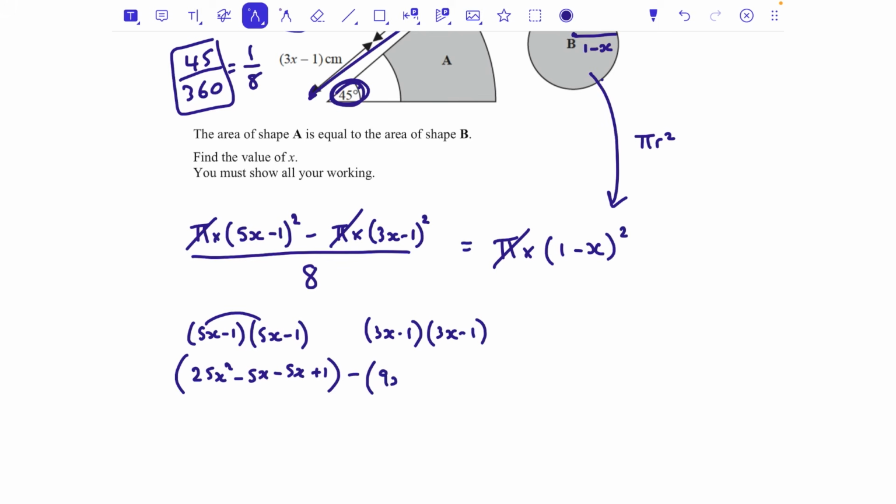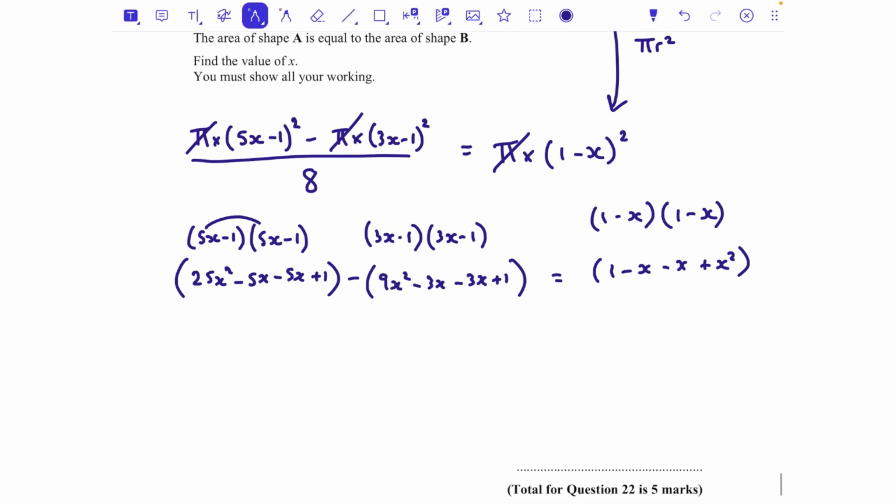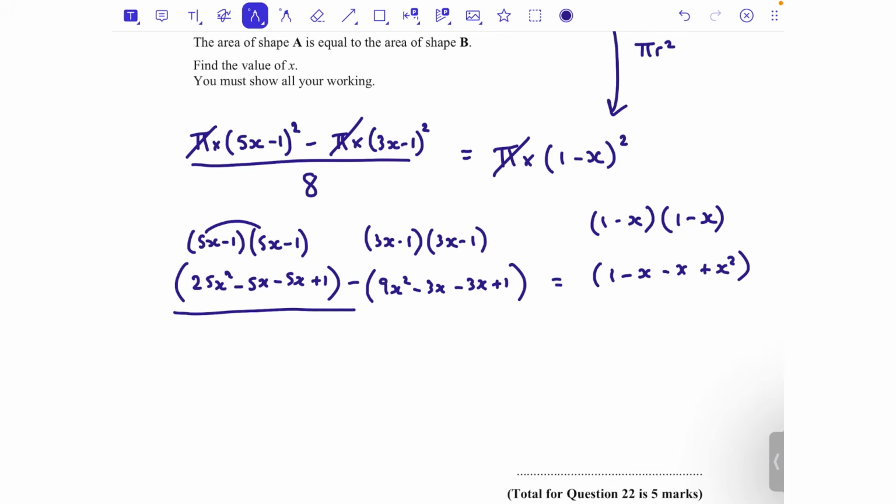So I've got 9x squared minus 3x, add 1, equals, and then over here I've just got 1 minus x times 1 minus x, which would be 1 minus x, add x squared, and that add is coming from the fact that we're doing a negative times a negative, but remembering that this is all over 8. So now let's simplify, and I want to multiply both sides by 8 as well. So I'm going to times this side by 8, which will get rid of that denominator, and then I'll need to times this side by 8.